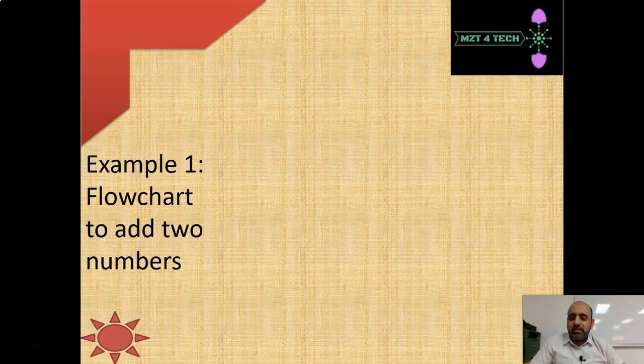Now the first example is a flowchart to add two numbers. Now how can we do that? It's very simple. See, in the beginning, to start the flowchart, you should have this oval shaped symbol called the start. This will indicate that the flowchart is going to start from that point. Then you're going to use a flow line which will tell you the direction of flow of data.